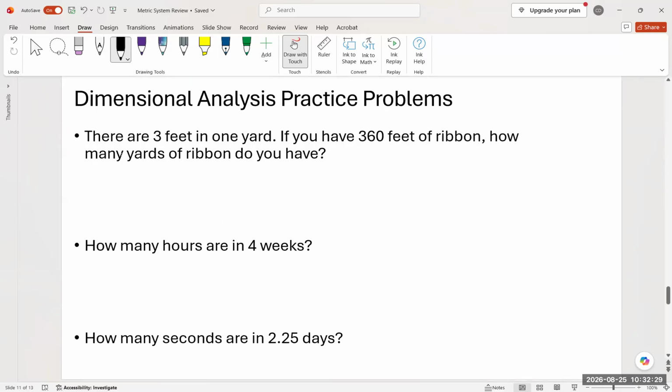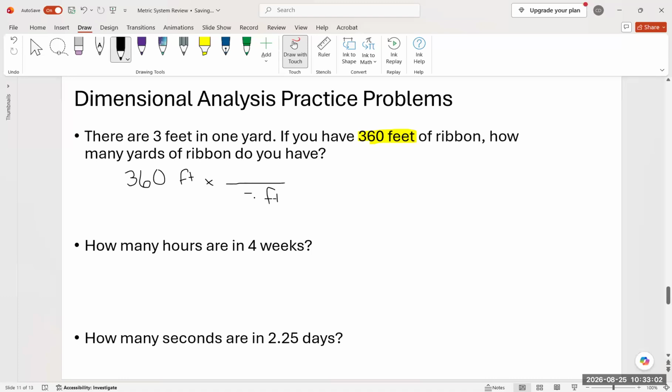So we are going to be looking at this first question. There are 3 feet in a yard. So there's my conversion factor. And I'm saying you have 360 feet. So how many yards of ribbon will you have? So remember, I always like to start with what I'm given, which is 360 feet. And then I'm going to multiply that by my conversion factor, which is 3 feet in a yard. Because I have my feet up top, I'm going to need to put feet on the bottom here.